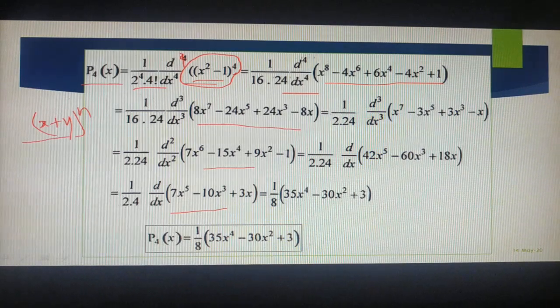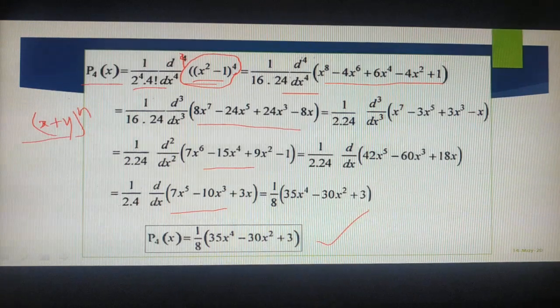P4 of x is equal to 1 by 8 (35x to the power of 4 minus 30x square plus 3), isn't it? So of course I'm not asking you to remember P4 of x. At least up to P3 of x, if you remember, then any problem you can easily do it. So please try to remember up to P3 of x.